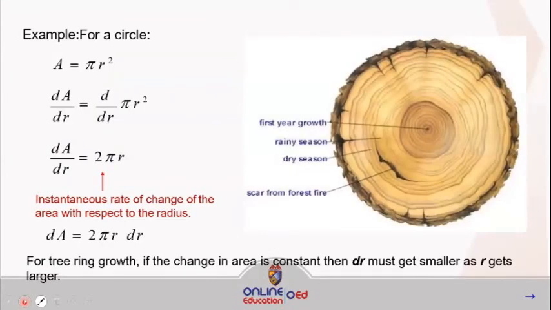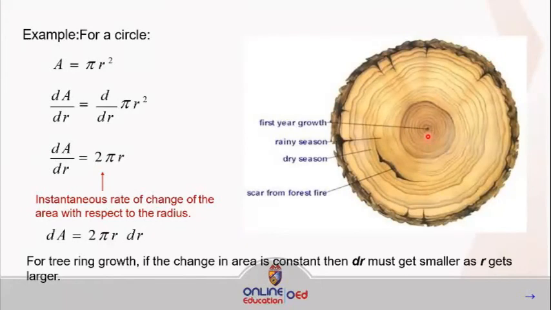Another example is the circle. If you remember, this is how we get the area: the area equals pi r squared. If you notice, when we take the instantaneous rate of change of the area with respect to the radius, the formula is 2 pi r, or dA equals 2 pi r dr. The example here is tree-ring growth: if the change in area is constant, then dr must get smaller as r gets larger.